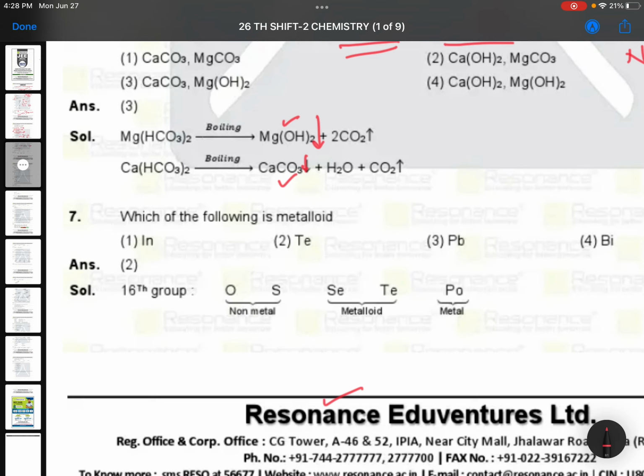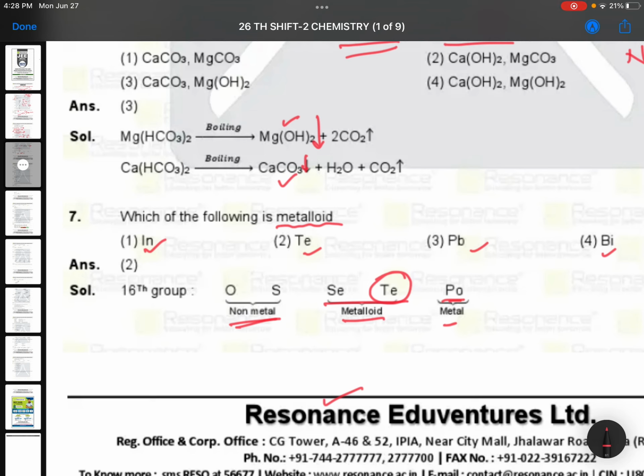Which of the following is metalloid? Here they have taken indium, tellurium, lead, and bismuth. All last elements are taken. If you take oxygen group elements, oxygen and sulfur are non-metals, selenium and tellurium are metalloids, and polonium is a metal. Here the answer is tellurium, so they have taken this one.